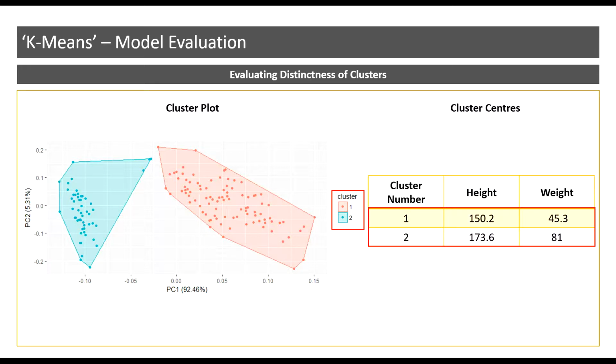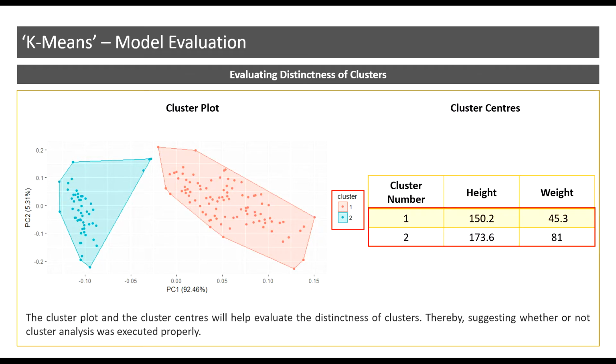Conclusively, the best way to evaluate distinctness of clusters is by looking either at the cluster plot or at the cluster centers. This brings us to the end of cluster analysis. In the next video, we will deploy the k-means clustering algorithm on the IRIS dataset in RStudio for some hands-on experience.